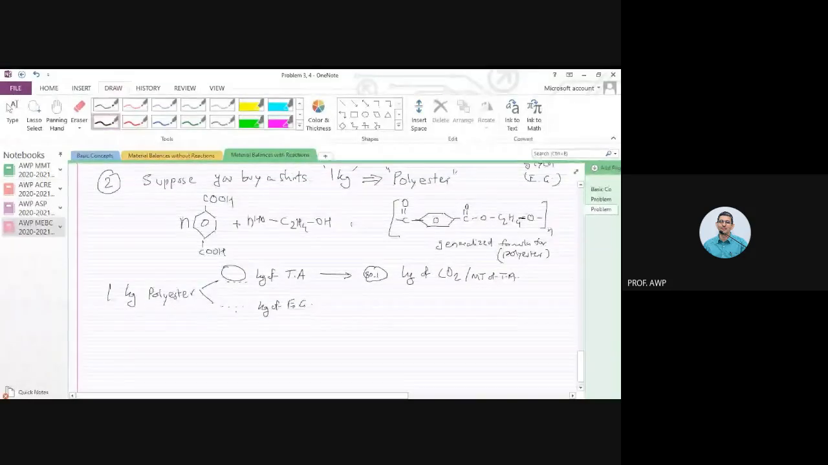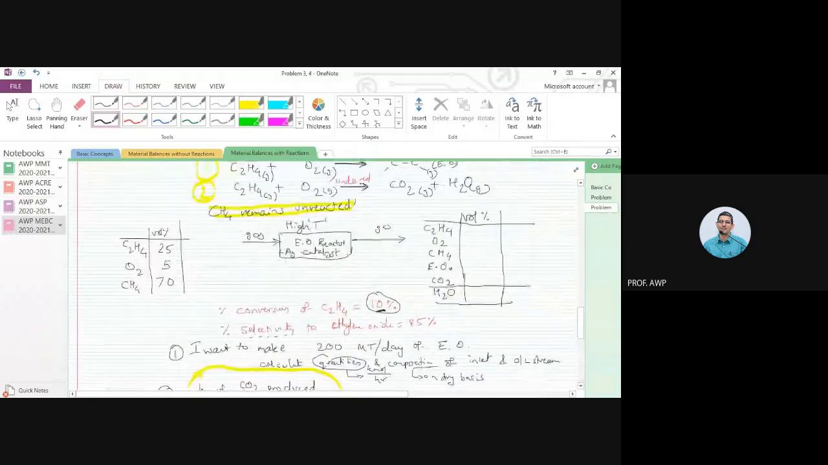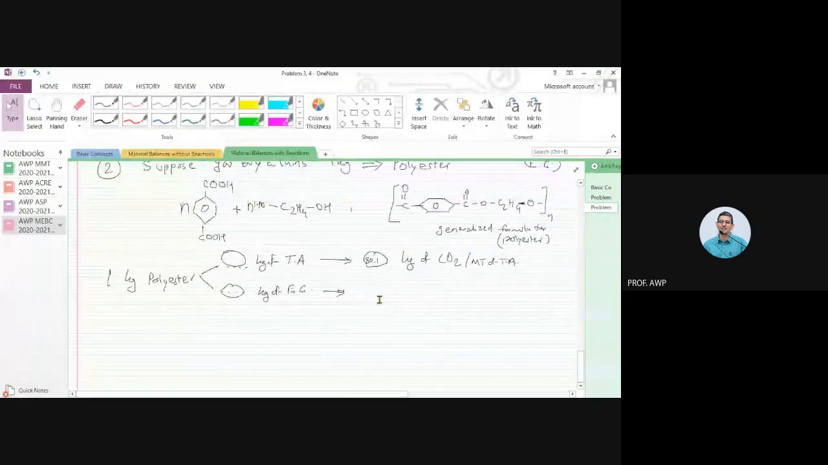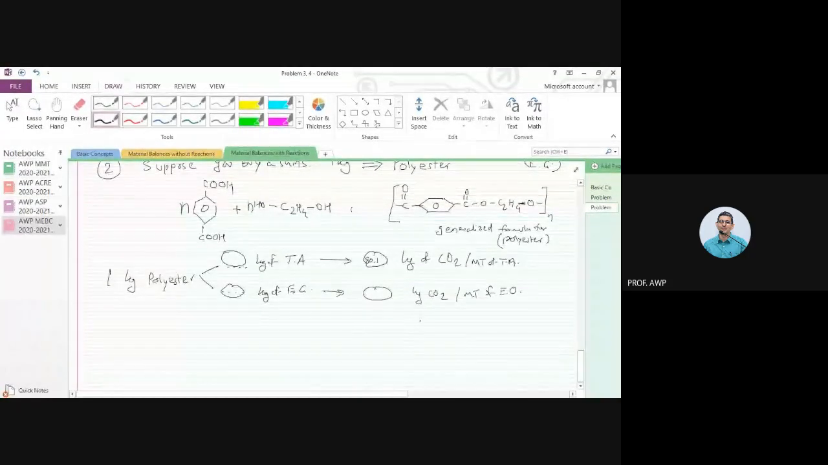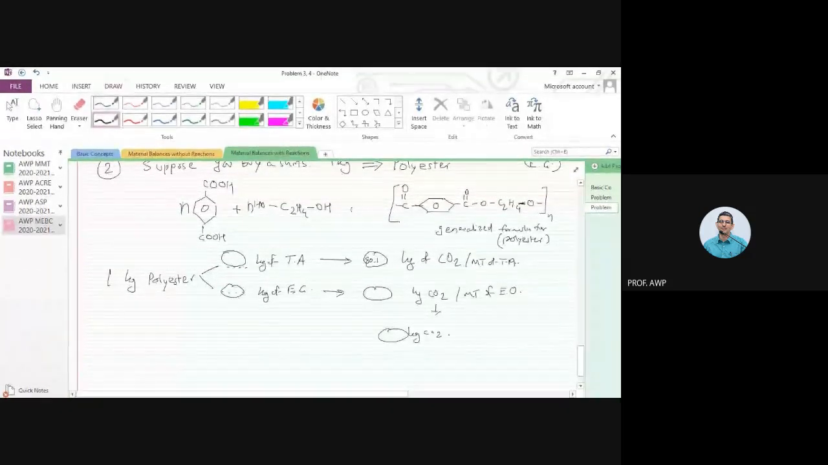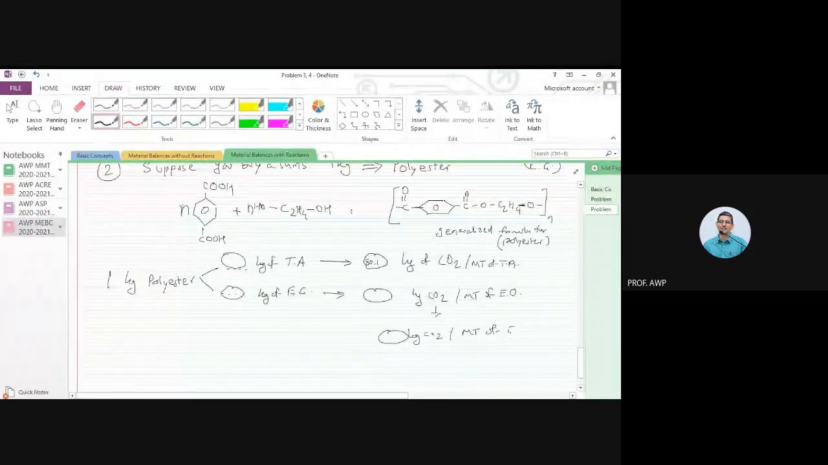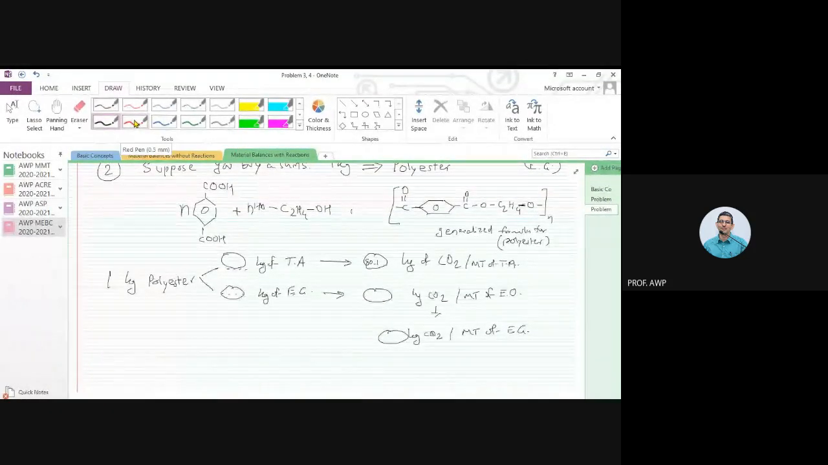So many kgs of ethylene glycol, from this second problem that you are going to solve, you will get so many kgs of carbon dioxide generated per metric ton of ethylene oxide. And then you can convert that to kgs of CO2 per metric ton of ethylene glycol. So when you buy 1 kg of polyester, this is the net environmental impact that you are going to cause.